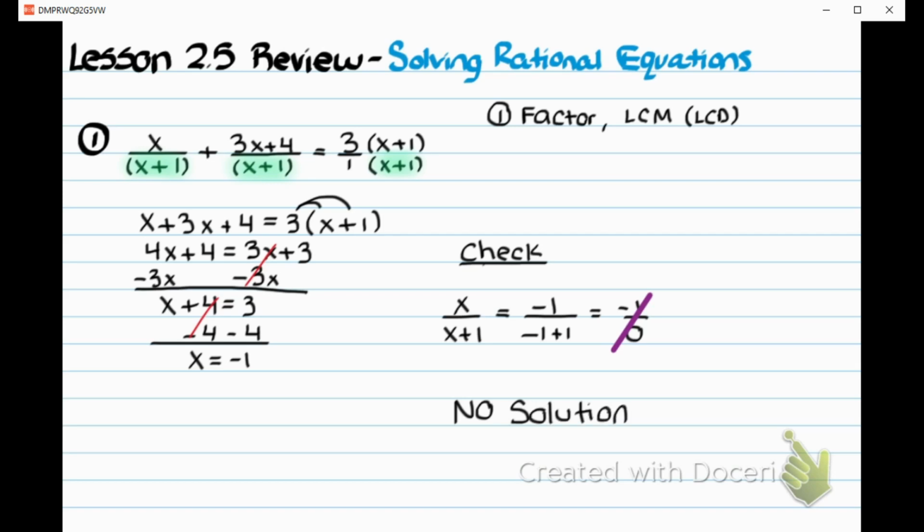That's why it's so important to check, because if you don't check, then you might get the question wrong. Remember, this is called an extraneous root. So when you plug it back in, it makes one of the fractions' denominators 0. Therefore, you don't count it as a solution.